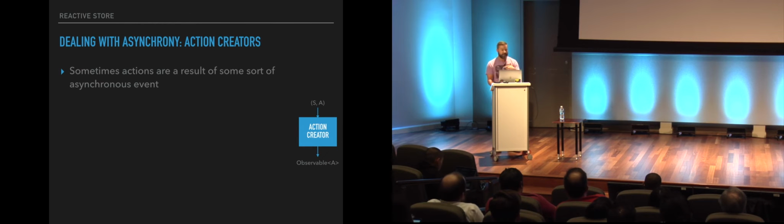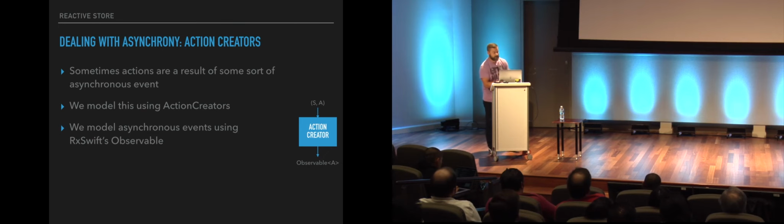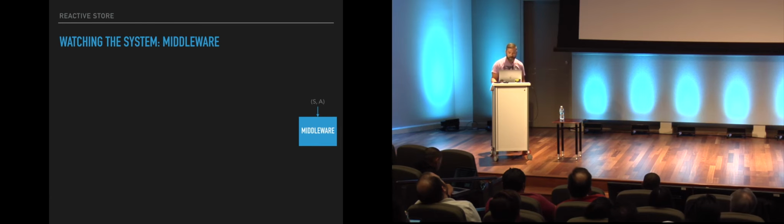So anyway, the idea here is that the action creator's job is to take the current state of the system and an action and decide if it needs to do something, and eventually produce an action for the store to consume. Again, sometimes these actions are a result of some asynchronous event that we have to control, and we model that concept, that responsibility, as an action creator using our Swift observables to model that asynchronous communication pattern.